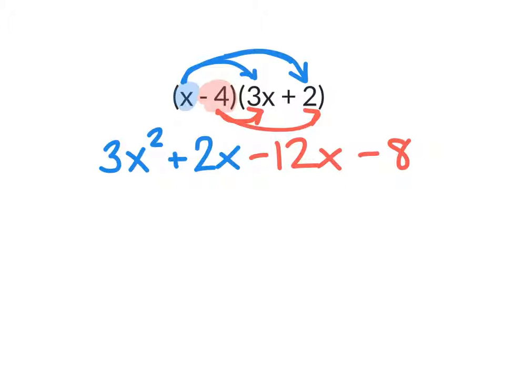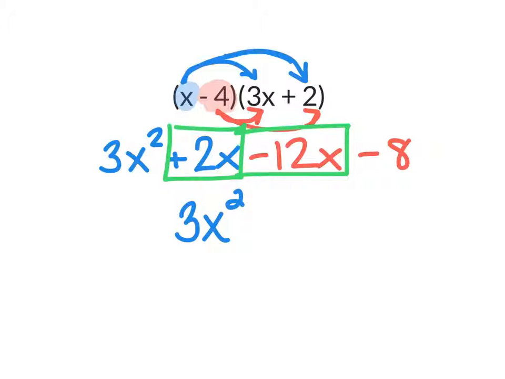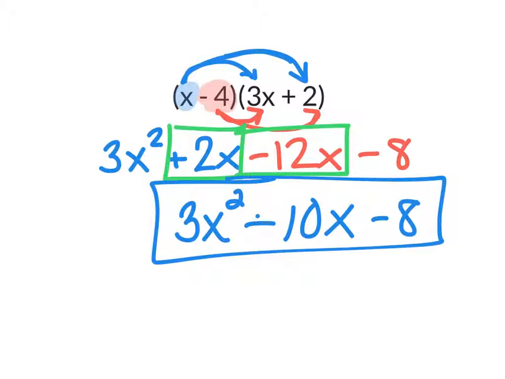Now I look for like terms. Do I have any? So I can add, and I do. So I have positive 2x and negative 12x. That would be 3x squared minus 10x, and then minus 8. This would be a trinomial, leading coefficient's 3, and the degree is 2.